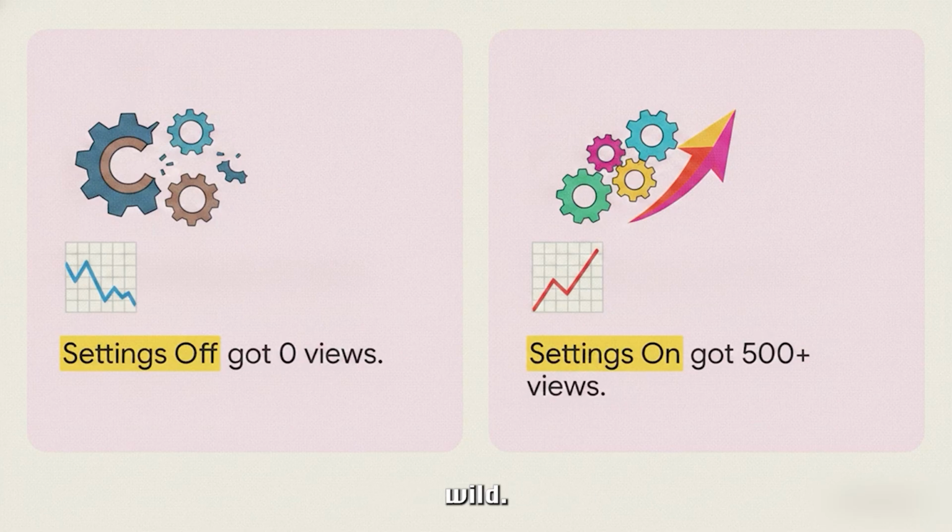The results? Wild. The settings off channel got literally 0 impressions. YouTube didn't push it at all. Nobody even had the chance to see it. But that settings on channel? It instantly blasted past 500 views on its very first upload. I mean, this pretty much proves that your backend settings are acting as the ultimate gatekeeper to your reach right out of the gate.